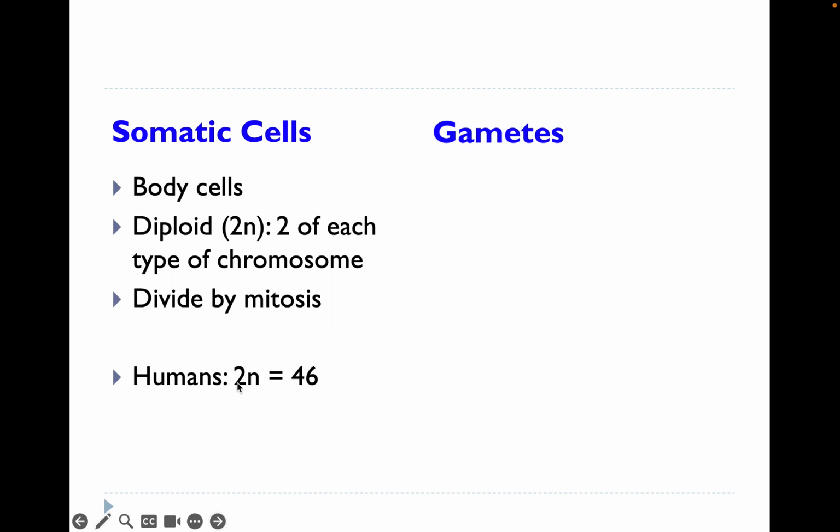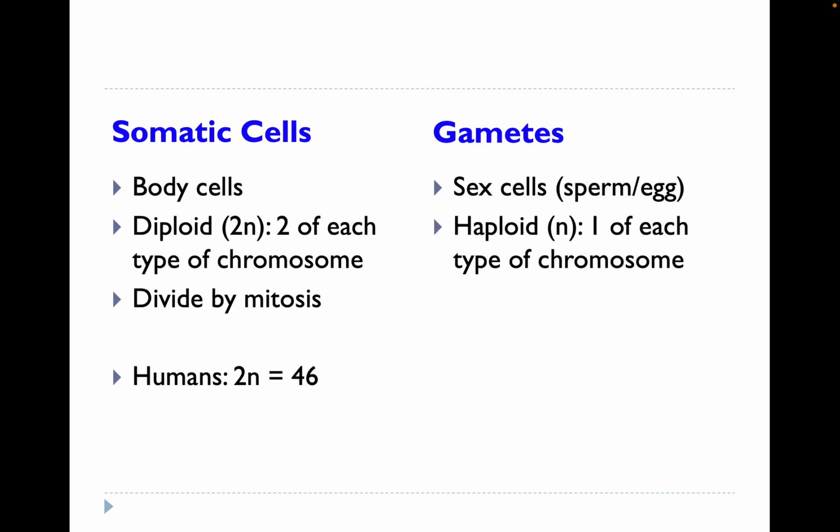So in humans, our diploid chromosome number is 46. It means you get 23 chromosomes from your mom and 23 chromosomes from your dad. Gametes are different. These are sex cells like sperm and egg. They're haploid. They have just N, or 1 copy of each chromosome. And they divide by a different process called meiosis, which we'll talk about in more detail in the future.